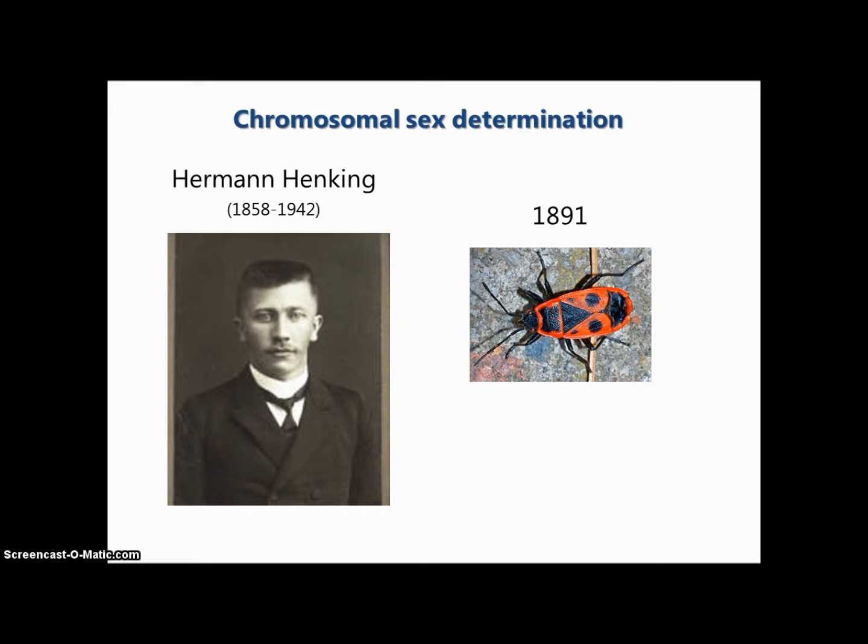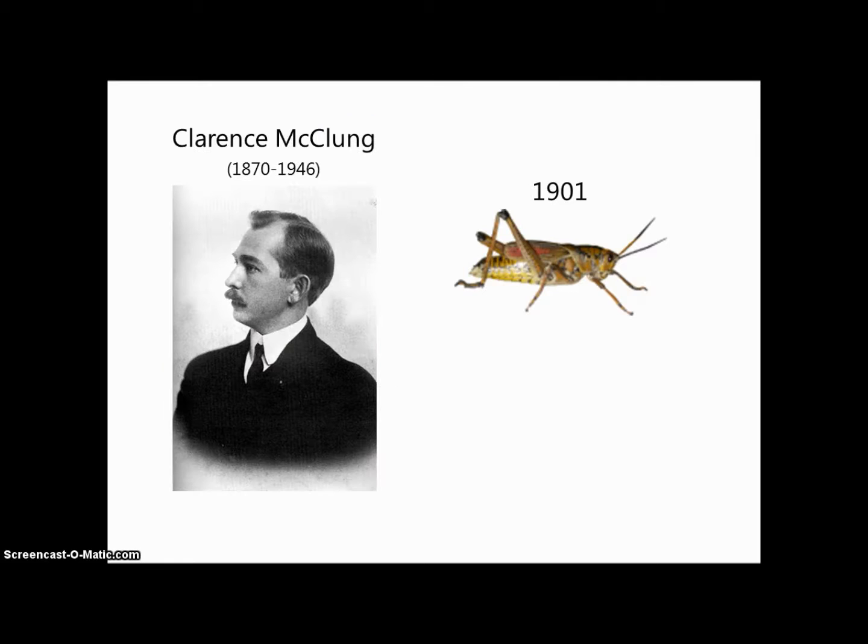And in 1891, Hermann Henking first discovered what he referred to as the X body in firebugs, and noticed that it didn't behave like the other chromosomes during meiosis. In 1901, Clarence McClung determined that the X body, he actually referred to it as the accessory body, was a chromosome. So Henking discovered this thing that he noticed is inherited differently, and Clarence McClung actually called it a chromosome. And he found that females had one more of these X-body or chromosomes than males do, and suggested that the X-body had something to do with sex determination.